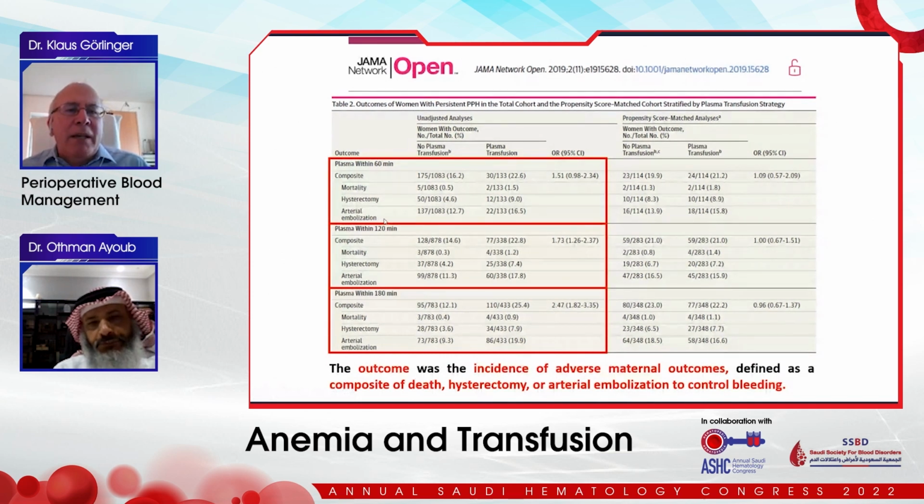So if they give plasma within 60 minutes, there was a 50% increase in worse outcome. If you give plasma within 120 minutes, there's a 70% increase in worse outcome. And if you give plasma within 3 hours, there's a 150% increase in worse outcome. But there was no time point where there was a decrease in worse outcome, so an improvement in outcome. So again, plasma transfusion seems not to be effective to treat coagulopathy also in postpartum hemorrhage.